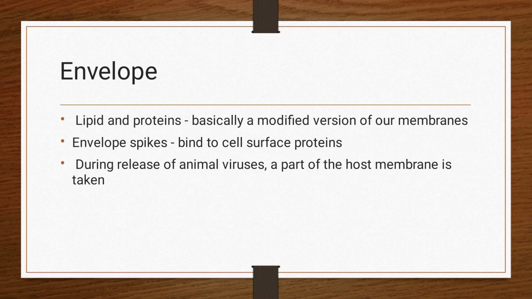Envelope. Lipid and proteins, basically a modified version of the outer membrane. Envelope spikes bind to the cell surface protein. During the release of animal virus, a part of the host membrane is taken.